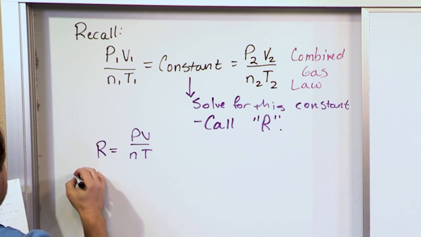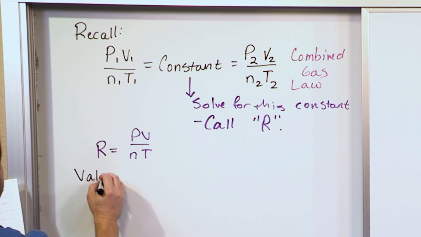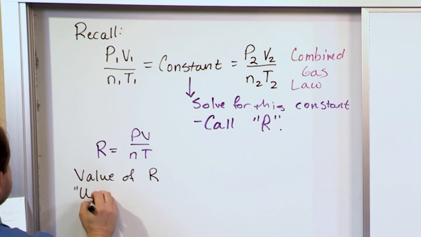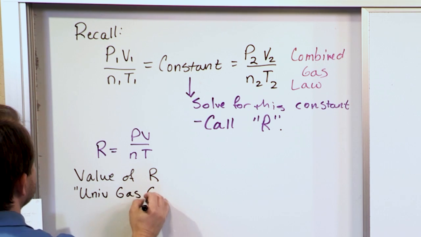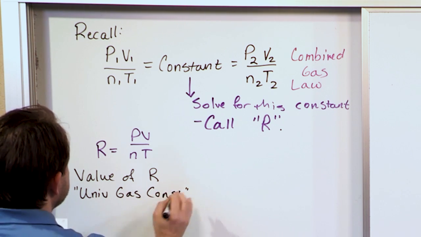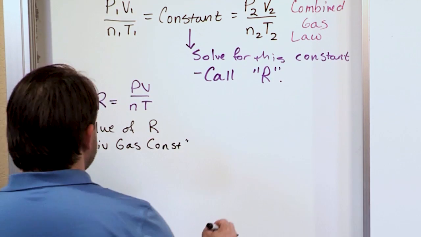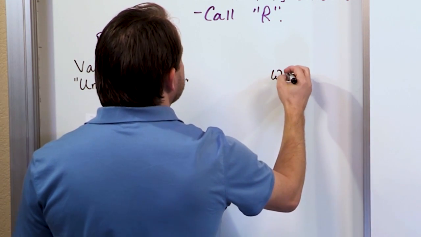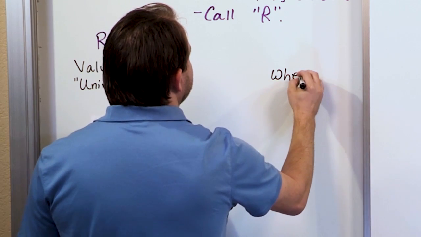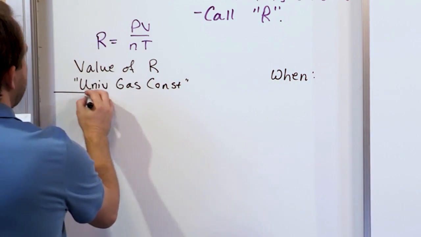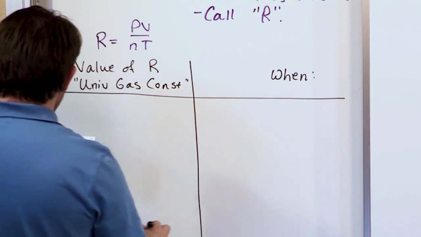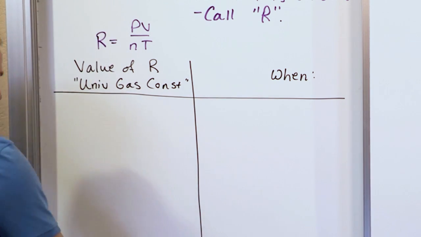So I want to write all this stuff down for you to make it really, really easy. Here I'll create a little table, value of R, which we're going to call the universal gas constant. It's really one of the most important constants in chemistry. So we're going to get this value of R, and I'm going to put another column over here. You'll understand why I'm doing that in just a second.